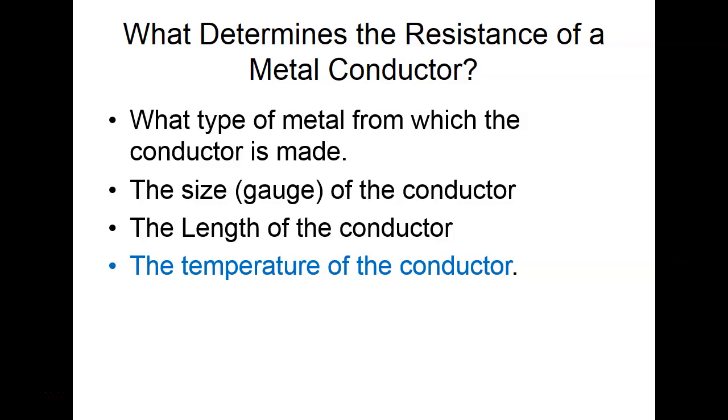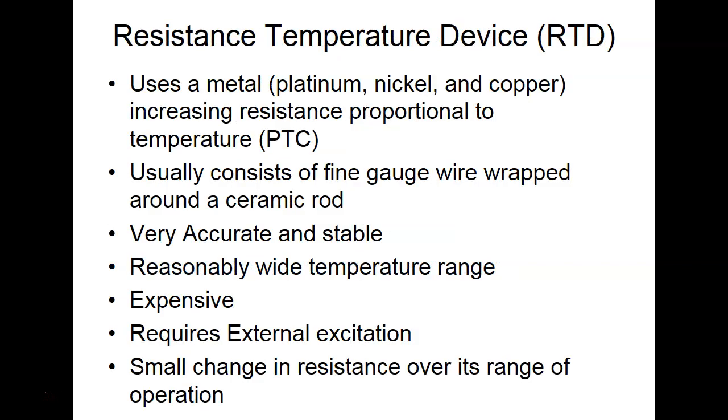Right. So if we choose a size metal, we have a length, we have a gauge, then we can use these to measure what? Temperature. I thought you'd get that because this is what we're lecturing on, temperature sensors. These are called RTDs, which stands for resistance temperature devices. This gives you the different types of metals, and it usually consists of a fine gauge wire. This is one of the temperature sensors.